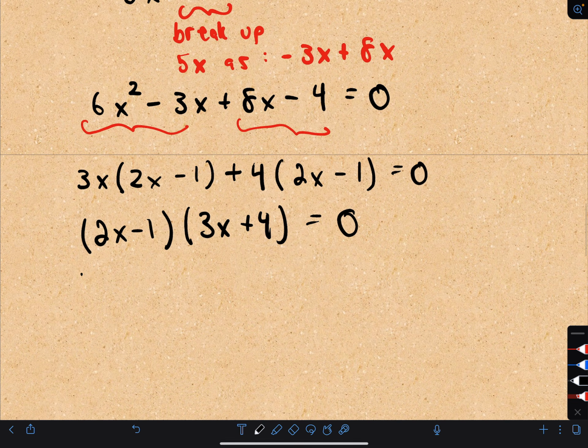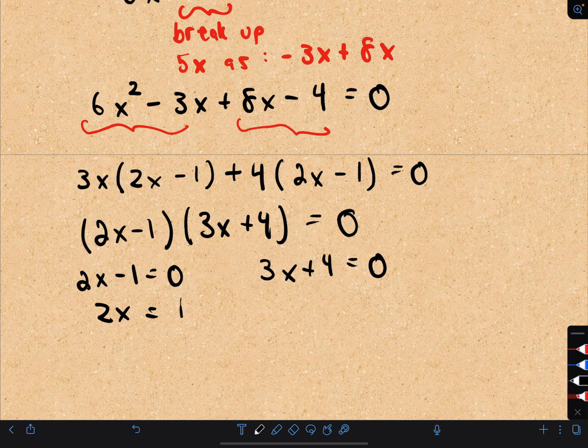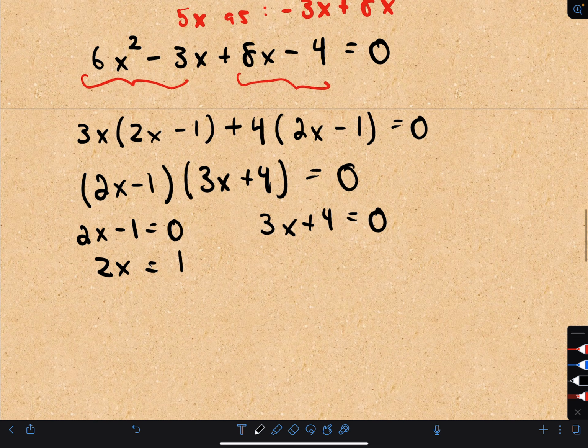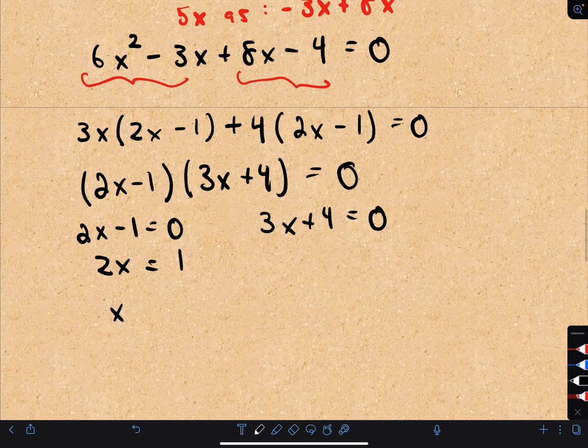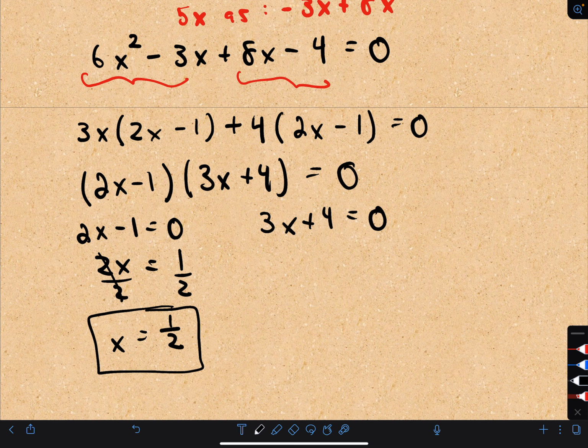So we'll do the same thing. We'll take each thing in parentheses, set it equal to 0, and then we'll solve. For the first equation, I could subtract 1 from both sides. Excuse me, add 1 to both sides. So we would have 2x equals 1. And then we could divide both sides by 2. On the left, I'm just left with x, and on the right, I'm left with 1/2. So that's one of my solutions.